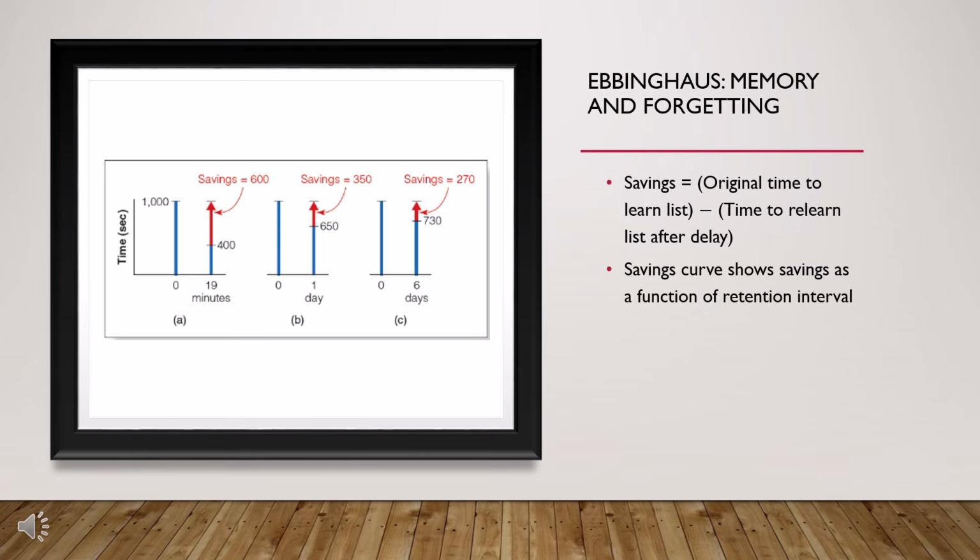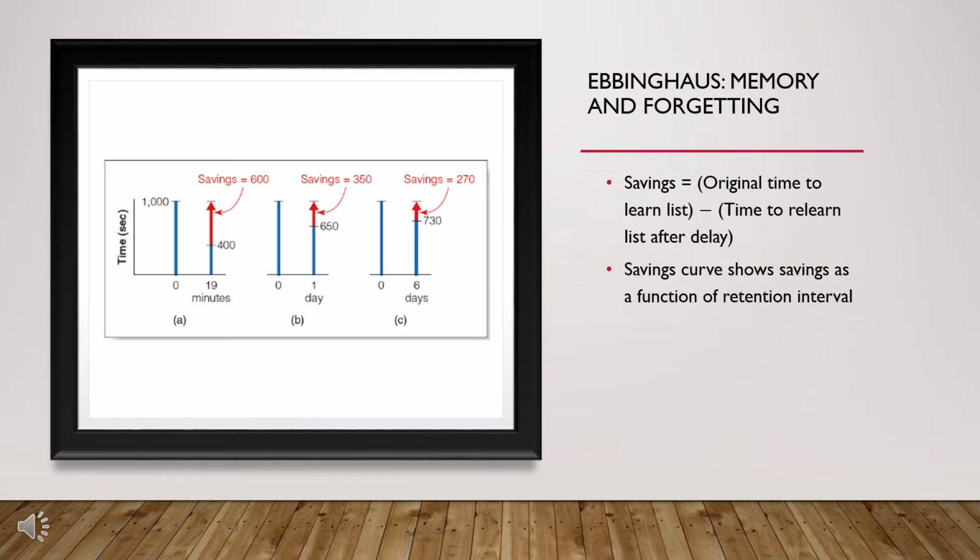And so this savings example, calculating the savings score in Ebbinghaus's experiment: it took 1,000 seconds to learn the list of nonsense syllables for the first time. This is indicated by the lines at 0, and the time needed to relearn the list at delays of A, which is 19 minutes, B, which is 1 day, and C, which is 6 days, are indicated by the line to the right of the 0 line.